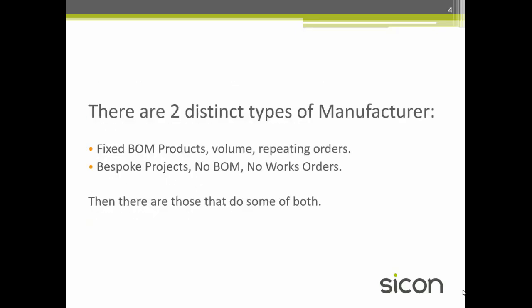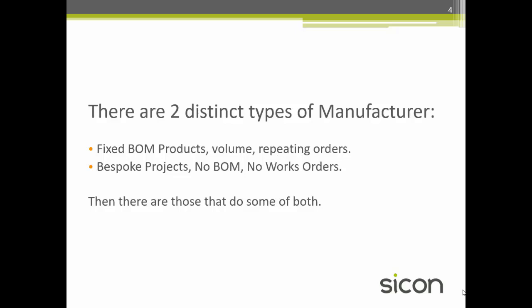So we talked about two distinct types of manufacturers. So you have your typical, call them mass volume companies who are building the same things from a fixed BOM with repeat orders coming in over and over again. That's quite straightforward. That's where you expect to have a works order running and all the standard things that we're used to doing in manufacturing.